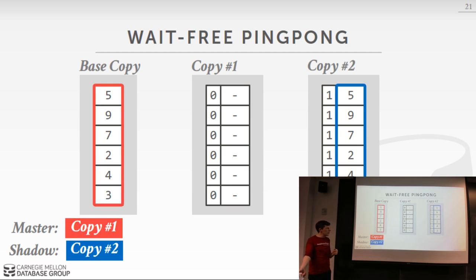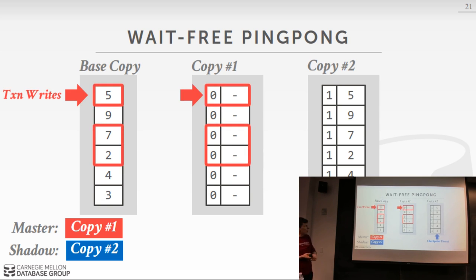So at the very beginning, we see that the current master is copy one, and this is what we're going to use to start writing our changes to. And then the shadow copy is where we're going to take our checkpoint, and this is going to have an exact copy of what's in the base copy over here. And then these bits are basically going to tell us whether we've modified this during this checkpoint round. So if our transaction comes along, our checkpoint thread can just scan through this and write that out, and no one's going to be modifying this while we're doing this, so it's guaranteed to be consistent.